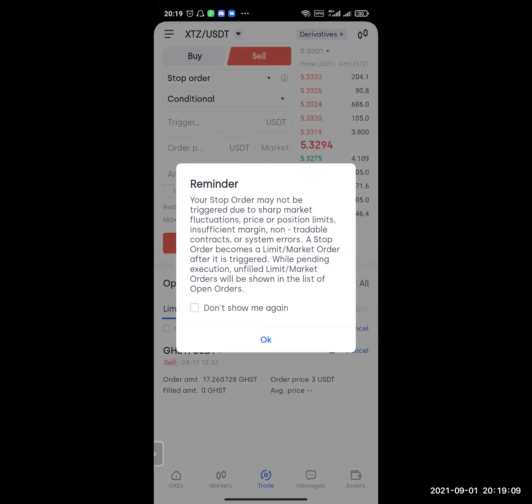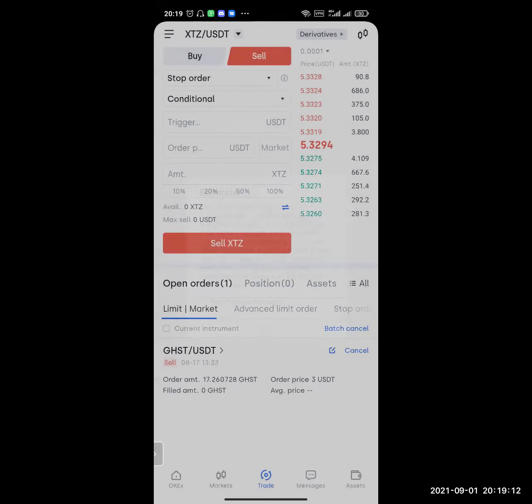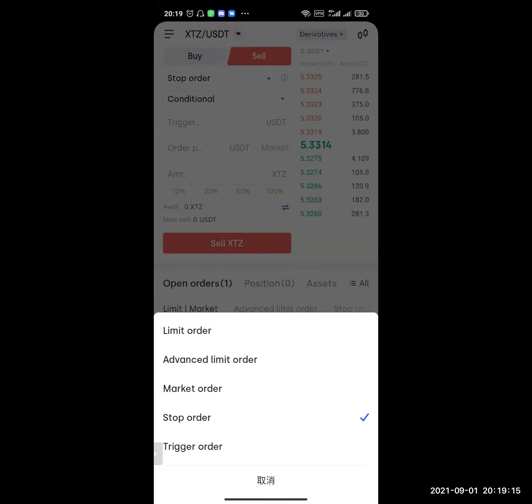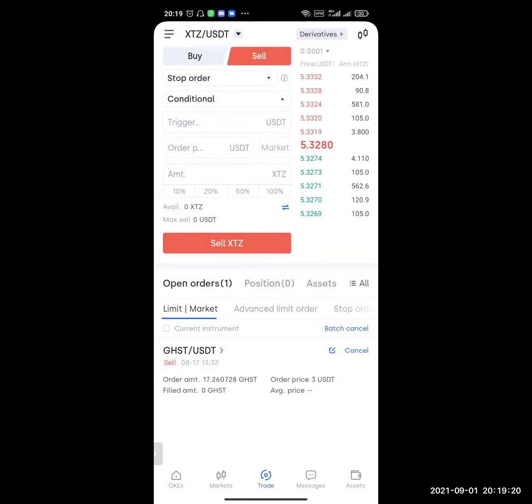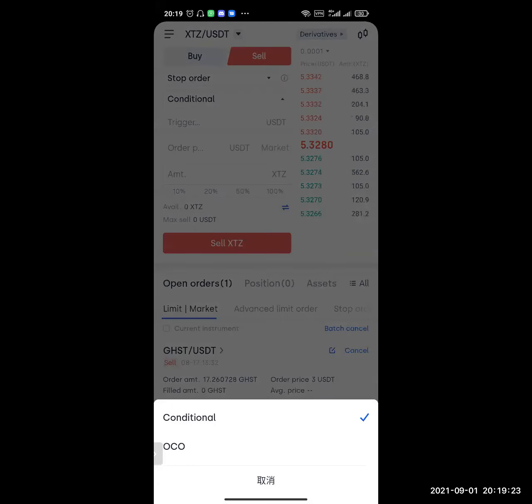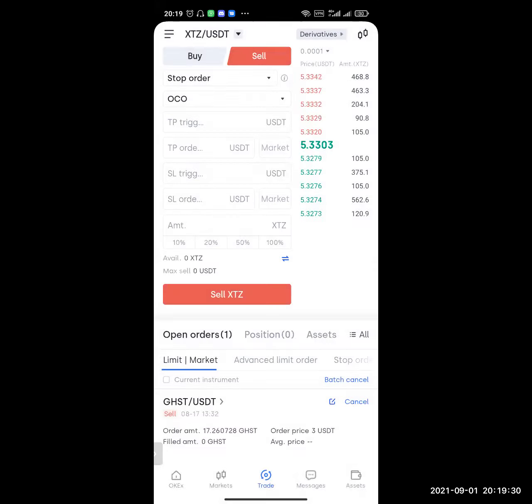So you use stop order. Now, under stop order, there are options here on OKEx. Like I said, OKEx is a preferred option if you have plenty of drama on Binance. Now you have conditional and you have OCO. What does OCO mean? OCO means one cancels the other. It's also available on Binance, whereby you can set both stop loss and take profit at the same time. But let me just show you the conditional part.